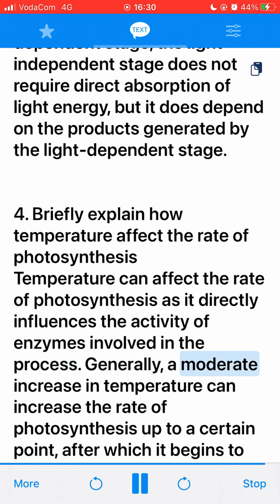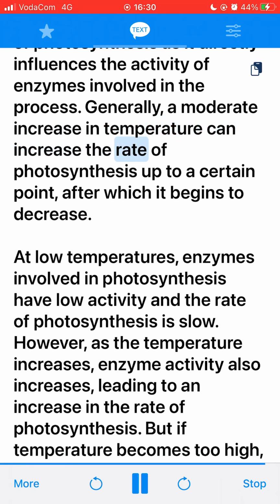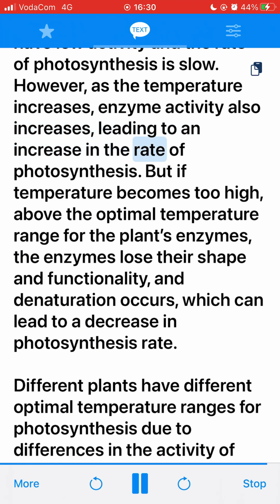Generally, a moderate increase in temperature can increase the rate of photosynthesis up to a certain point, after which it begins to decrease. At low temperatures, enzymes involved in photosynthesis have low activity and the rate of photosynthesis is slow. However, as the temperature increases, enzyme activity also increases, leading to an increase in the rate of photosynthesis.